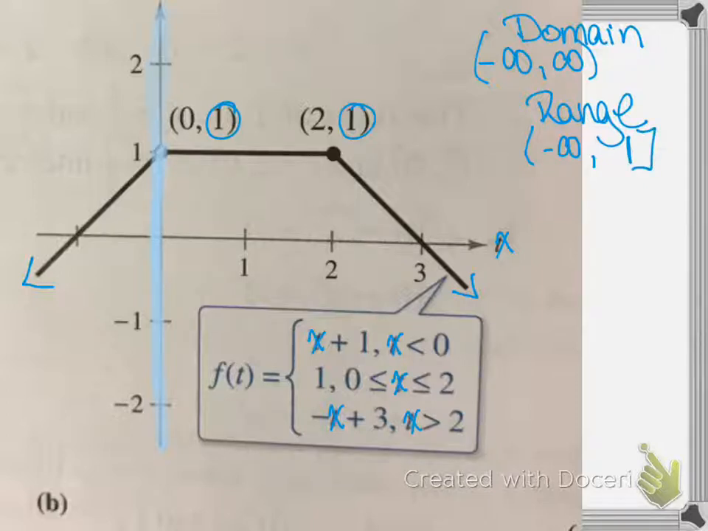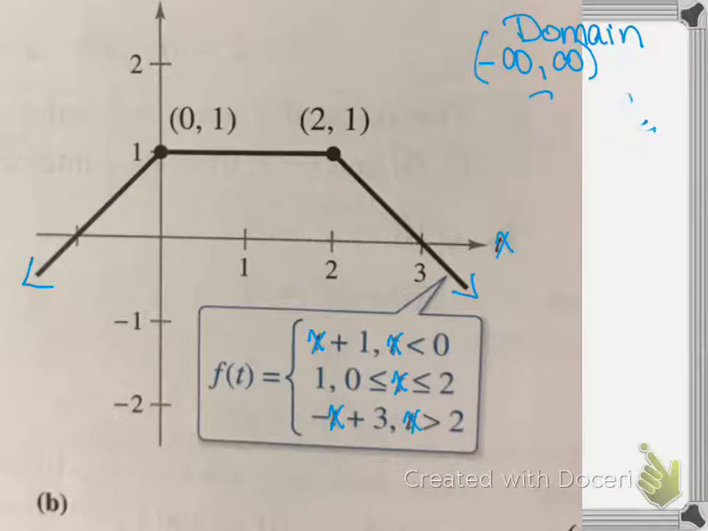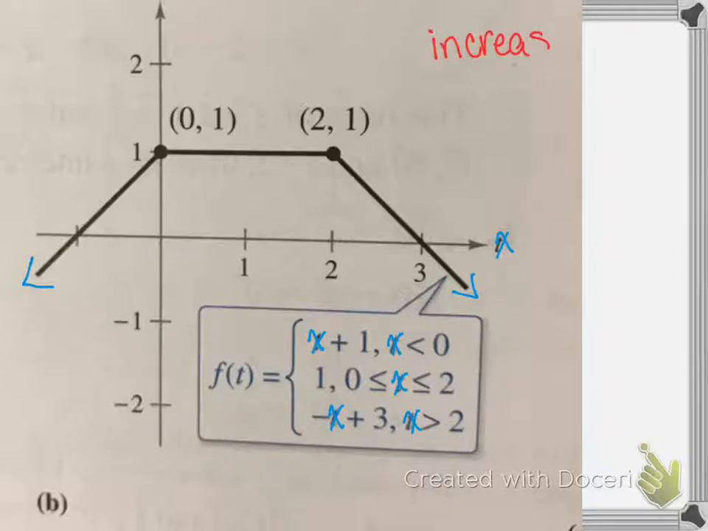Now, I want us to talk about increasing, decreasing, and constant intervals. Can I erase my domain and range information? Okay. So now we are looking at increasing. That is when my x value is increasing. Then I want to know, where is my x value decreasing?